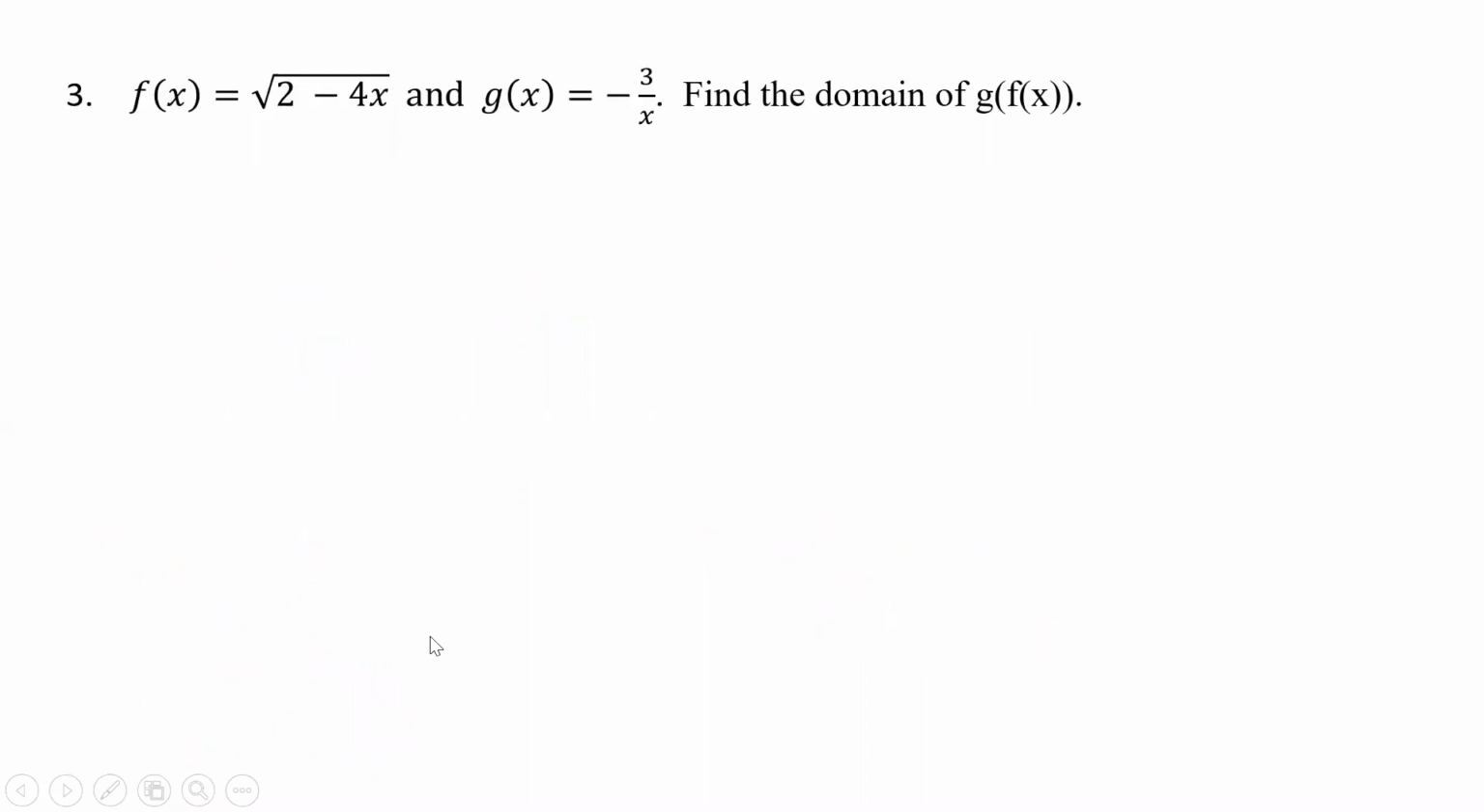Now on this one, we want to find g of f of x. Okay, so how do we do that? Well, we have g of f of x. And so we're taking f of x and plugging it into g of x, so that's going to be minus 3 over square root of 2 minus 4x.